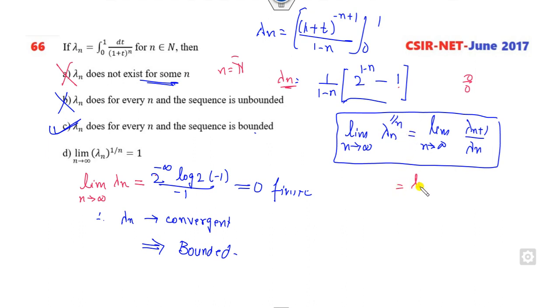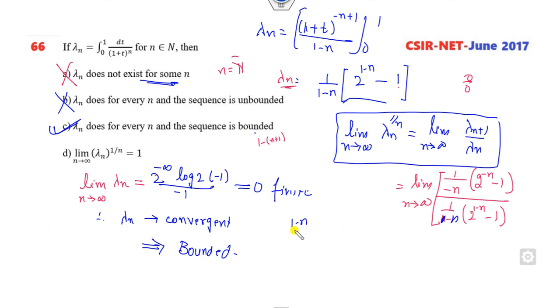So what is that? Limit as n approaches infinity. What is the n plus 1? This value is my n plus 1. So it will be n plus 1. So if you open them, it is minus of n. 2 raised to the power minus n of here over 1 minus n minus 1. 2 raised to the power 1 minus of this. So clearly, when you take n approaches infinity, this value will be 1 minus n over n. Fine. So what is the value of this?